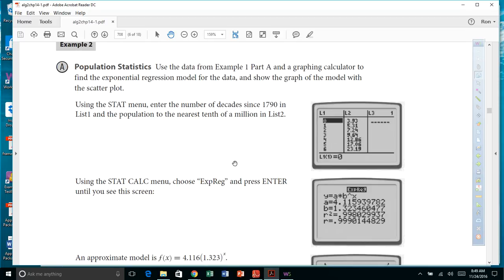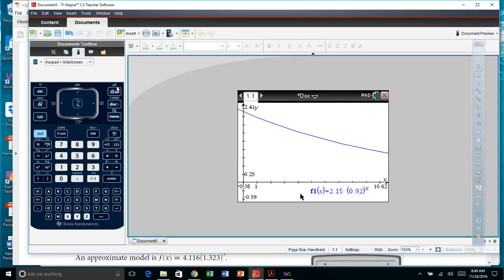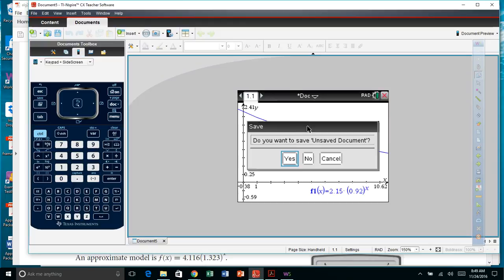Okay, good. Now let's get our graphing calculator. Example 1, part A. Let me see if that's all right. I got that right there. Okay, so let's get our graphing calculator, and we're going to do this. Let's clear this out. New document.